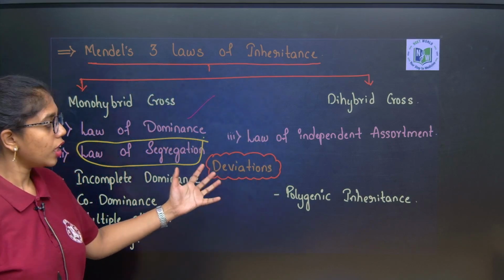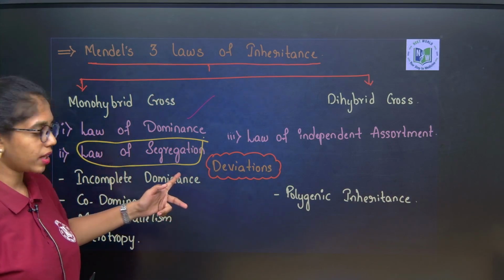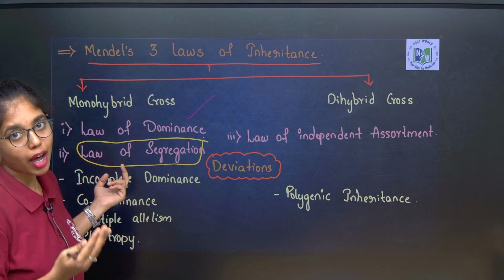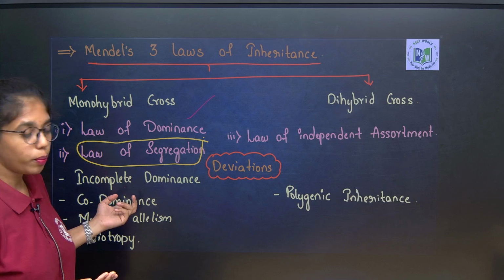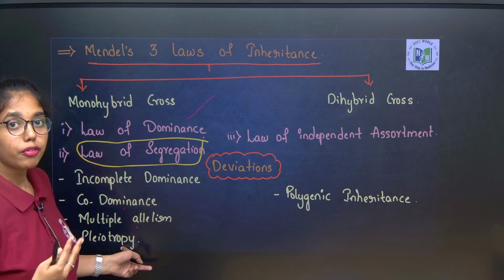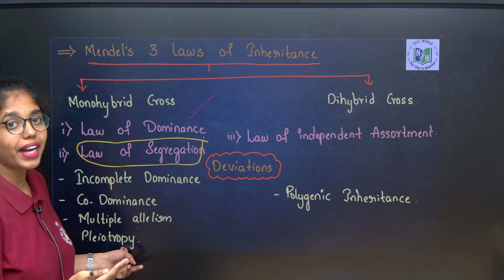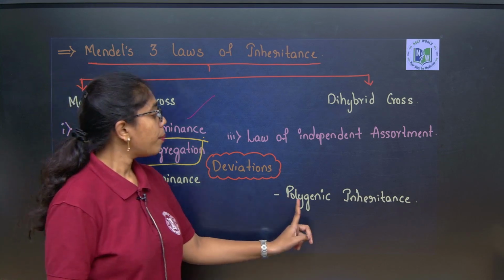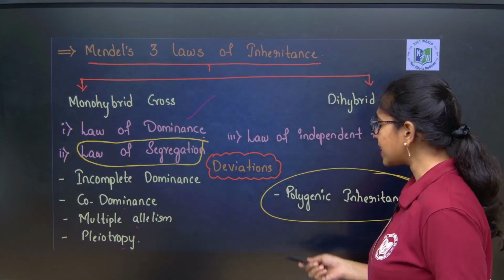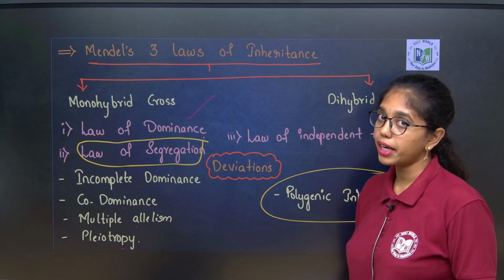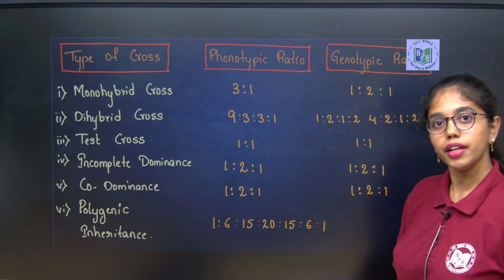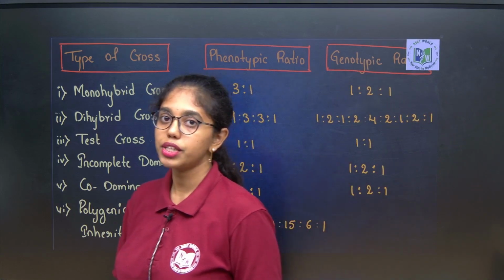For all these 3 laws, we have deviations or exceptions. What are they? Incomplete dominance. What example have we looked into? Snapdragon or Antirrhinum. Codominance, ABO blood grouping. Multiple allelism also, ABO blood grouping. Pleiotropy: phenylketonuria, starch synthesis, and the white-eye mutation in Drosophila. Next, polygenic inheritance. The best examples we have looked into are kernel color in wheat, skin color and hair color in humans, or height also in humans.